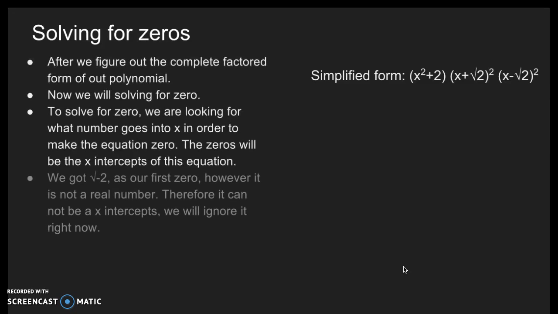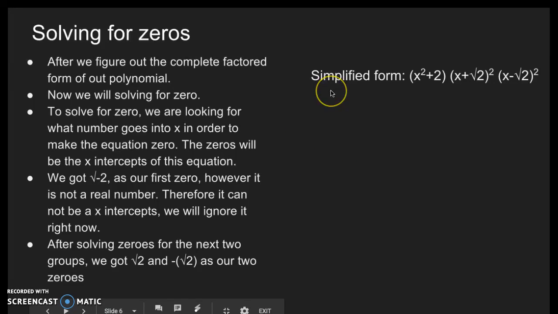Solving for zeros. According to the previous slide, we got our simplified form: (x squared plus 2) times (x plus square root of 2) in parentheses squared times (x minus square root of 2) in parentheses. Now we will solve for zeros. To solve for zeros, we are looking for the numbers that go into x in order to make the equation 0. So we'll deal with this in 3 different groups and treat each one as a complete equation, using the zero product property.